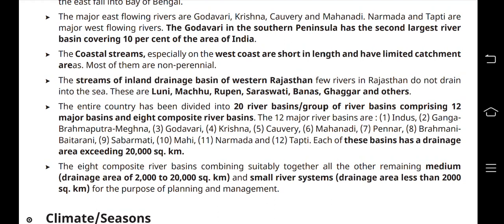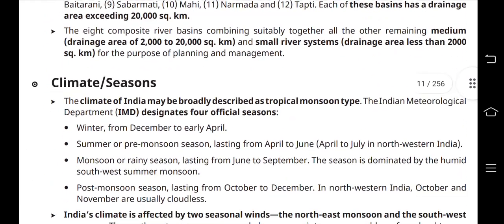The 8 composite river basins combine suitably together all the other remaining medium drainage areas of 2,000 to 20,000 square kilometers and small river systems with drainage areas of less than 2,000 square kilometers, for the purpose of planning and management.